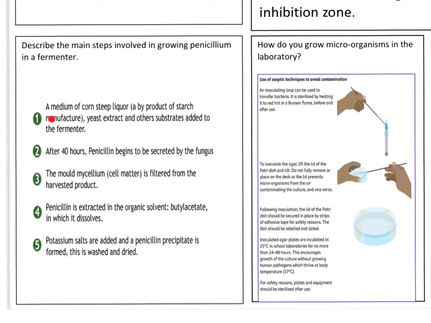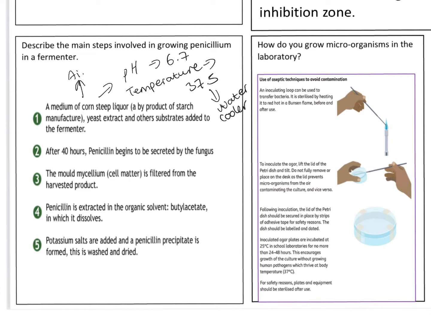The main steps of growing penicillin in a fermenter. Put all the products that you need in the fermenter. You need to make sure that you keep the pH at about 6.7. Temperature needs to be kept quite constant at about body temperature. So that's why you have water coolers, to keep it cool. And you need a lot of air so that it can respire. After that, you filter it out and extract the product and then wash and dry it.